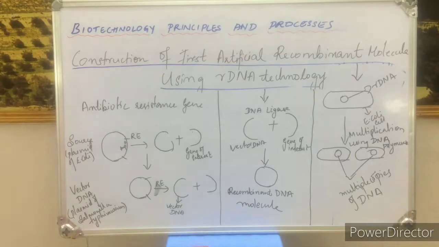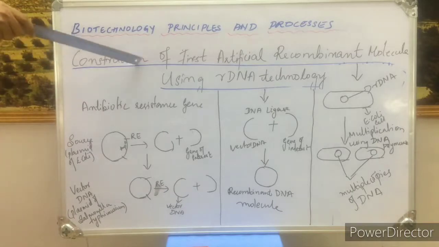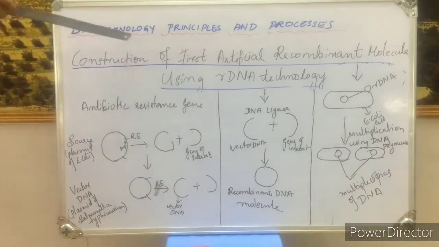So now we have seen the steps of genetic engineering for the construction of the first artificial recombinant DNA molecule. Those steps are identification of DNA with the desirable gene, where from the source you are going to identify and isolate the gene of interest. So the first step is to identify and isolate the gene of interest.